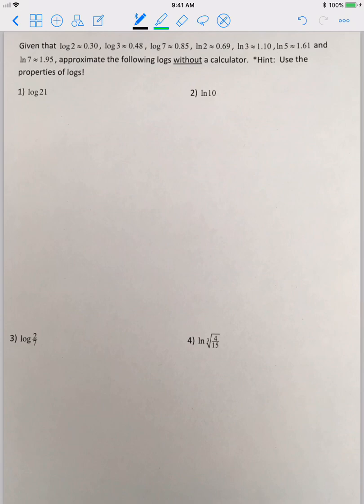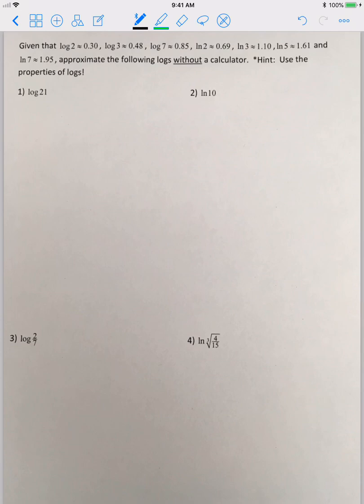So we learned some logarithm rules that allow us to calculate things that are products of things or quotients of things. And so I want you to look at what we were given for this problem. It says, given that the log of 2 is approximately 0.30, and that the log of 3 is approximately 0.48, the log of 7 is approximately 0.85, the natural log of 2 is approximately 0.69, the natural log of 3 is approximately 1.1, natural log of 5 is approximately 1.61, and the natural log of 7 is approximately 1.95.